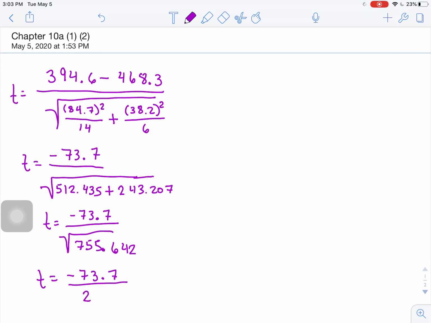Take the square root of 755.642 and you get 27.49. And when you actually divide that out, you get your test statistic is negative 2.68. We definitely need to know that 2.68, because now we get to find our critical value using degrees of freedom.